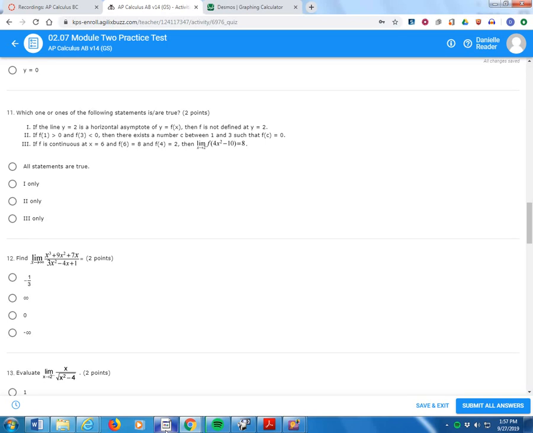If the line y equals 2 is a horizontal asymptote of the function, then f is not defined at y equals 2. Well, that one's questionable too, because I don't know if you remember, you can't have a point exist on a vertical asymptote, but it has happened where lines cross a horizontal asymptote. So that function could actually exist. I don't know. I might just answer 2 only here. We'll see how I do.